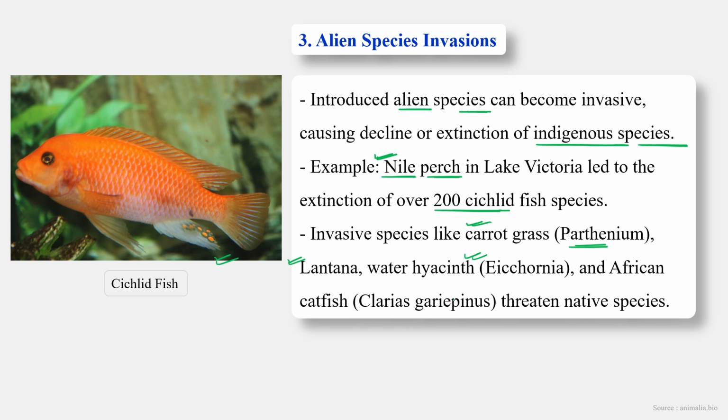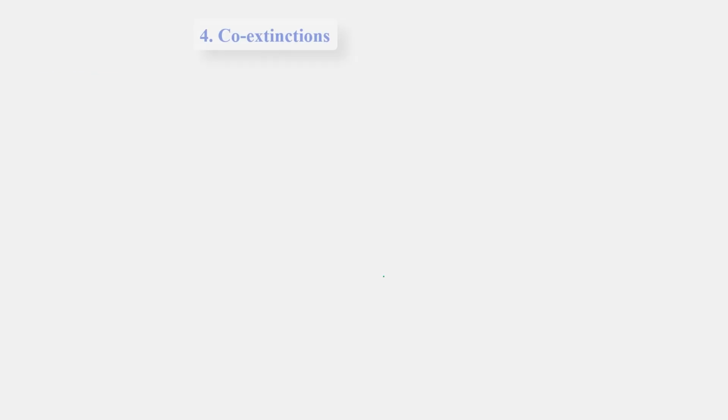So there is no oxygen available for other animals and plants present in that particular water body, whether it is a lake or pond. Okay, so this is again Eichhornia, or water hyacinth, which also comes under alien species invasion. Similarly, this African catfish also threatened native species. So these are some examples of alien species which are the main cause of the decline of indigenous species of that particular area.